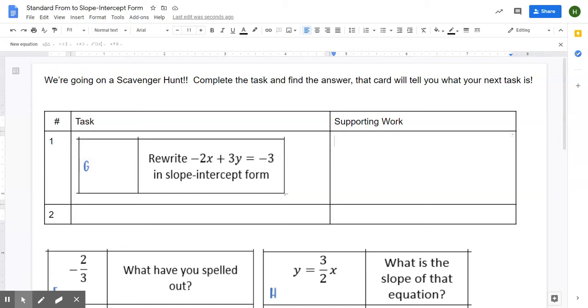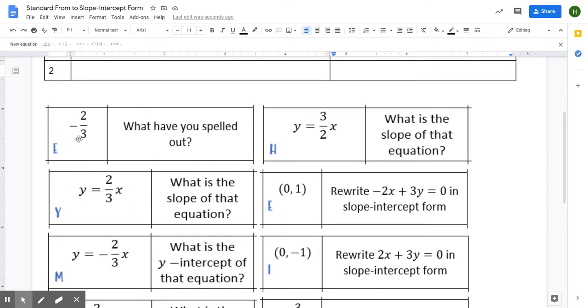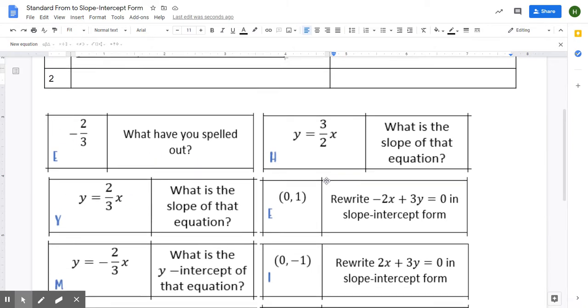So we're going on a scavenger hunt. The first task has been given to us. We're going to complete this task and show our work. And that answer we're going to go look for, right, which is on the left-hand side. And then that's going to tell us what to do next.